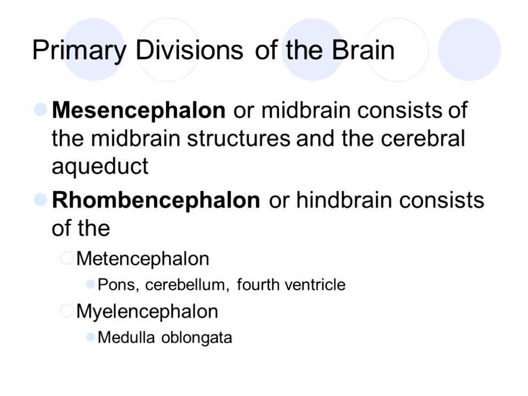So we're talking about the divisions of the brain, the three major vesicles. So the first vesicle is the prosencephalon. The second is the mesencephalon. The prosencephalon is the forebrain. The mesencephalon is the midbrain. And then the third vesicle is the rhombencephalon. The rhombencephalon is the hindbrain. So I need you to think forebrain, midbrain, hindbrain. The forebrain consists of the telencephalon and the diencephalon. The midbrain consists of the mesencephalon, which is the midbrain structures and the cerebral aqueduct.